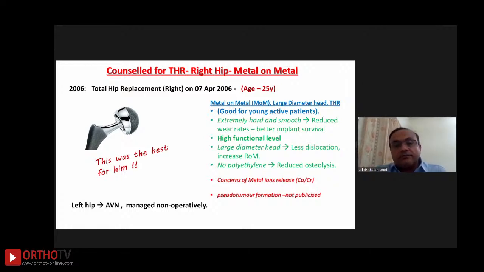We discussed everything with him. Pseudotumor was something which was not known to us at that time, so we had concerns about cobalt chrome. Everything was explained to him and he opted for this, and we did it. On the left side, we did not do anything; he had no symptoms on that side. We put him on medical treatment for avascular necrosis.